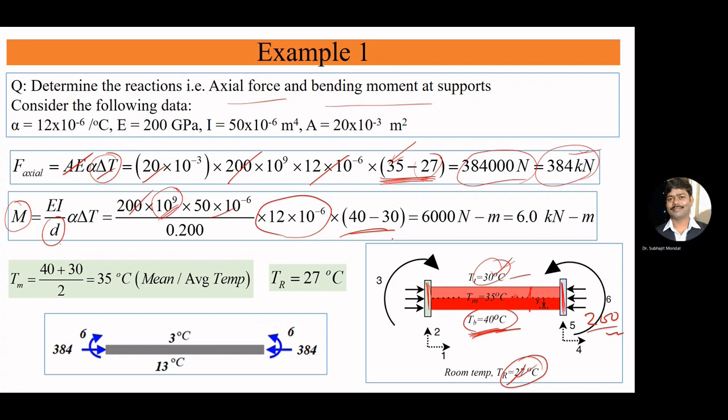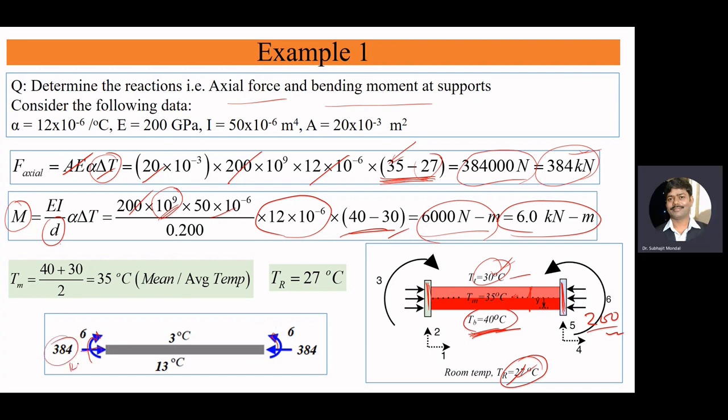Now, if we solve it, you'll observe that 6,000 Newton meter or 6 kilonewton meter moment is developing at both the ends. Okay, so if you want to present it graphically, you'll observe that the axial force developing is 384 kilonewton. This side also 384 kilonewton, and the moment developing here is 6 kilonewton meter and also 6 kilonewton meter. Okay, and here the temperature deviation from the room temperature is 3 degrees Celsius, and here we have 13 degrees Celsius.